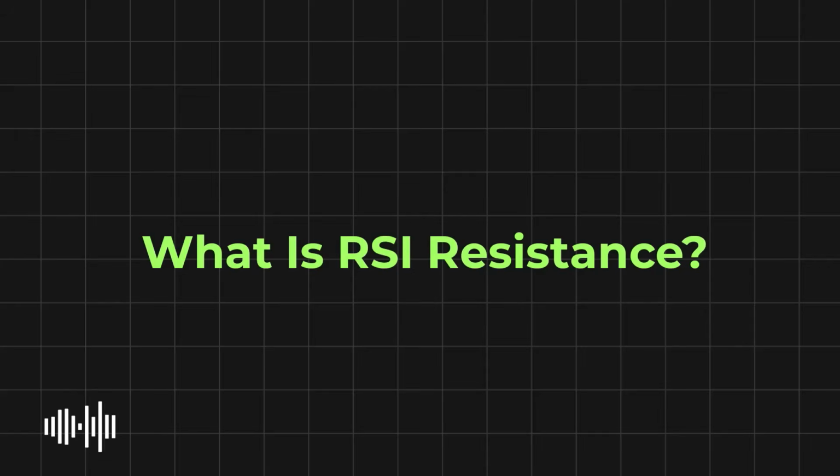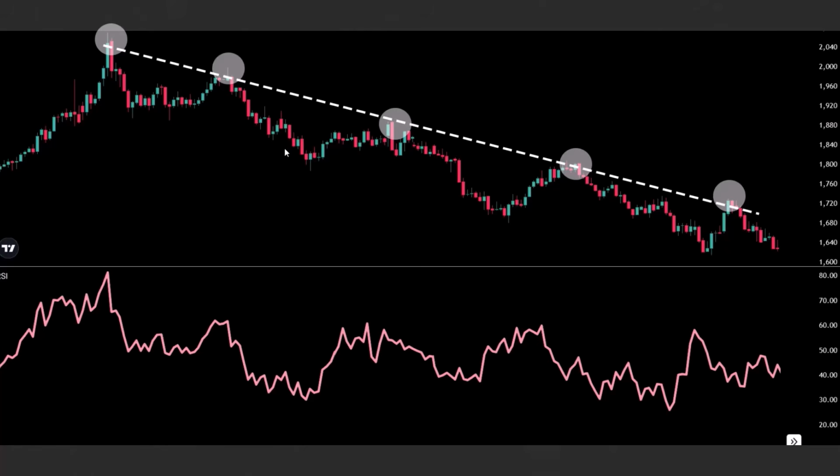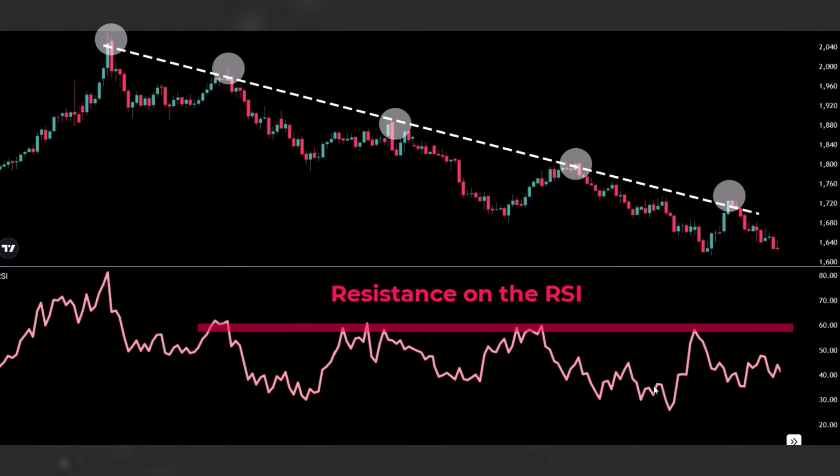What is RSI resistance? Now let's look at the opposite situation. In this chart, the market is in a downtrend. Price is making lower highs and lower lows. This tells us the market is moving downward. If you watch the RSI during this time, you may notice something important. Each time the RSI moves up, it struggles to rise above a certain level. When this happens several times, we can treat that level as resistance on the RSI.